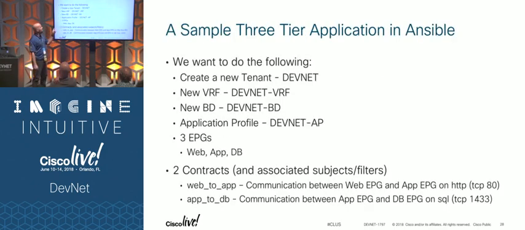So in my 3-tier application, I'm going to do the following. I'm going to create a tenant called DEVNet. I mean, we're in DEVNet, so lack of imagination on my part. I can create a new VRF and a new bridge domain, both DEVNet VRF and DEVNet BD. I can create an application profile, DEVNet-AP, my 3 EPGs, web, app, DB, and then I've got 2 contracts, web to app, app to DB, with the associated filters, HTTP and TCP for SQL and TCP port 80. So I'm going to create all of this with one playbook.